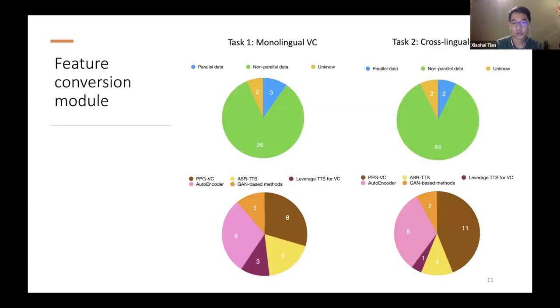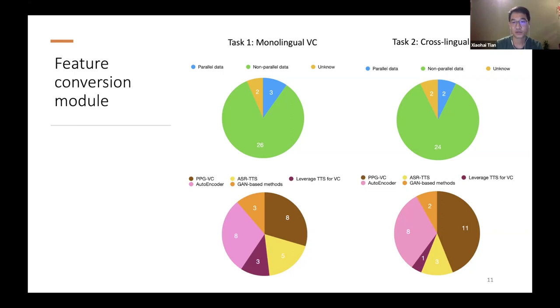From the chart plot above, we can see for both tasks, most teams choose non-parallel data solution. For task 1, 26 teams choose non-parallel data solution, and 3 teams choose parallel data solution. For task 2, this number is 24 versus 2. We note that there are also 2 teams that did not submit a valid system description, so we mark them as unknown.